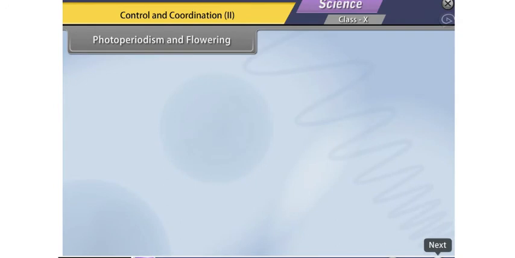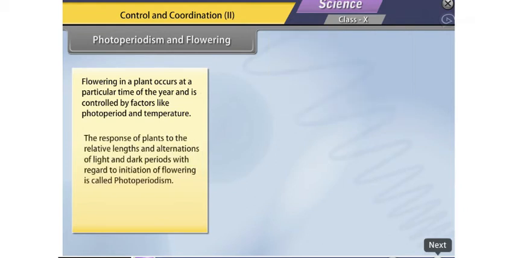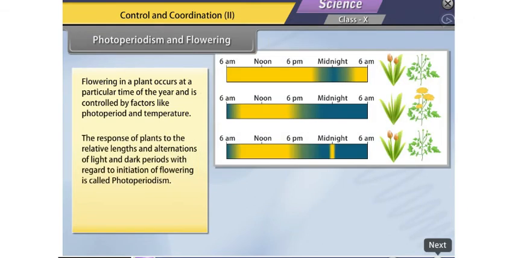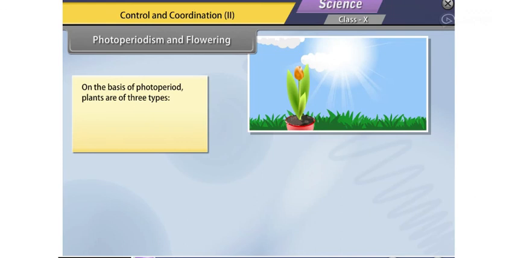Photoperiodism and flowering. Flowering in a plant occurs at a particular time of the year and is controlled by factors like photoperiod and temperature. The response of plants to the relative lengths and alternations of light and dark periods with regard to initiation of flowering is called photoperiodism. It was discovered by Garner and Allard in 1920. On the basis of photoperiod, plants are of three types: short-day plants, long-day plants, day-neutral plants.